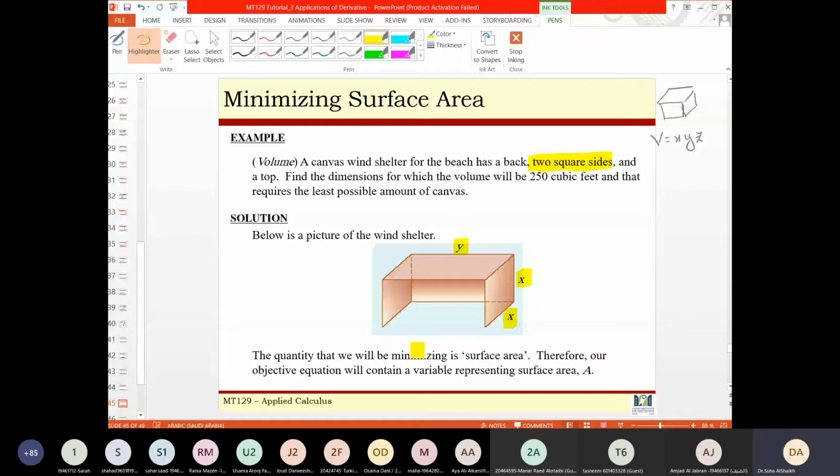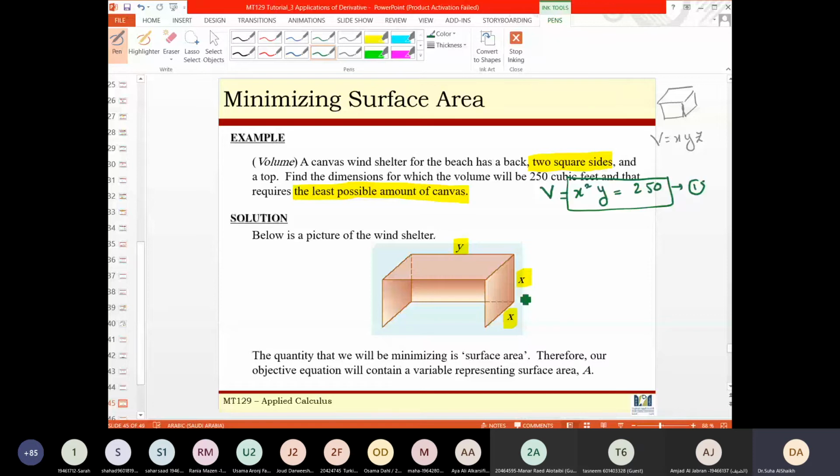So the question is, find me the dimension for which the volume will be 250 cubic feet and it requires the least possible amount of canvas. So what they give me is the volume, 250. The volume is the length times the width times the height, which is x times x times y. So the volume is actually x squared times y, and they give me that this equals 250. This is my first equation, equation number 1.